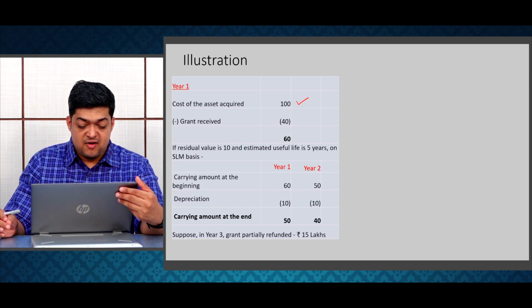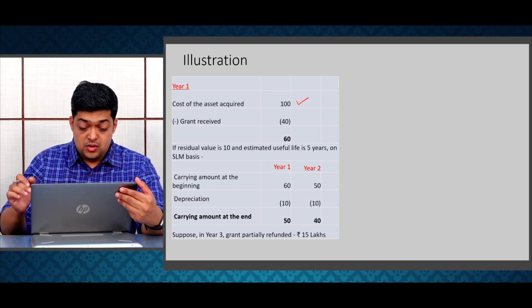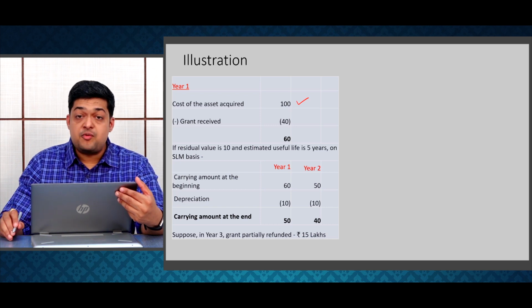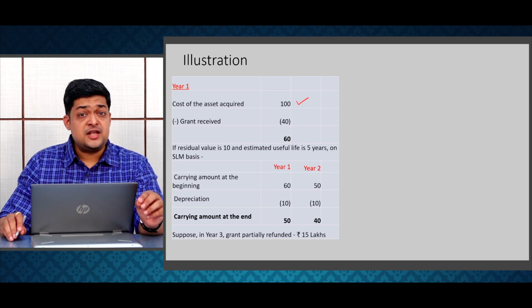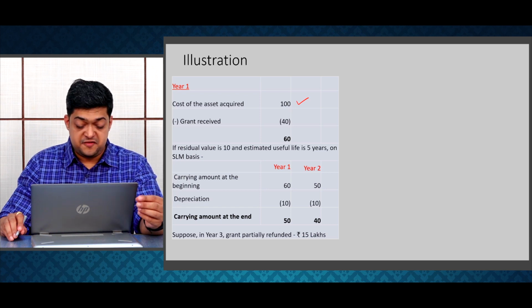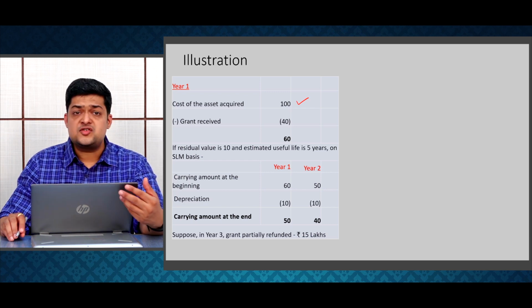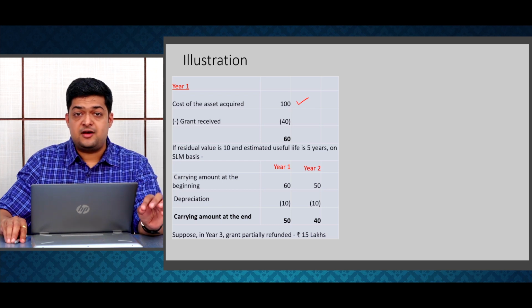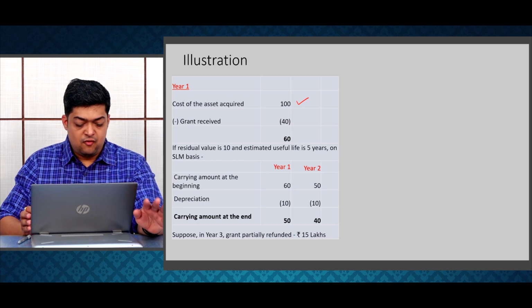So what will happen is year 1, 60, 10 depreciation, carrying amount 50. Year 2, 50 is opening balance, 10 would be the depreciation and carrying amount would be 40, net block would be 40. Now suppose in year 3, unfortunately, grant needed to be partially refunded, say 15 lakh was required to be refunded to the government because of not fulfilling certain conditions. What will be the fate of this asset and this refund amount? Now what will you do?